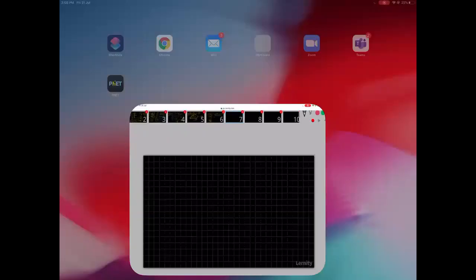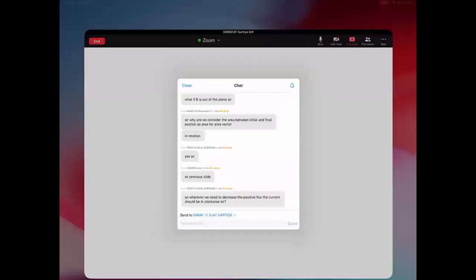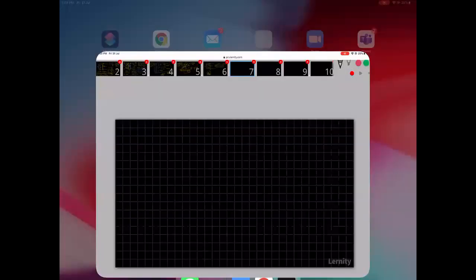So if you all have understood this, whenever we need to decrease positive flux, the current should be clockwise. Now a lot of relatives are there of these questions. These kinds of questions are quite popular in exams.